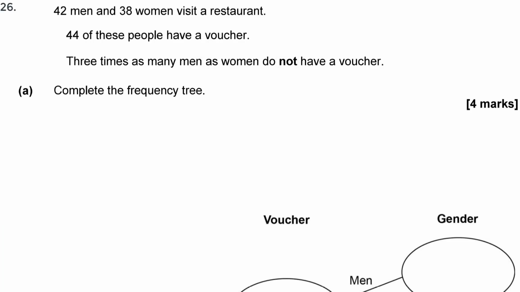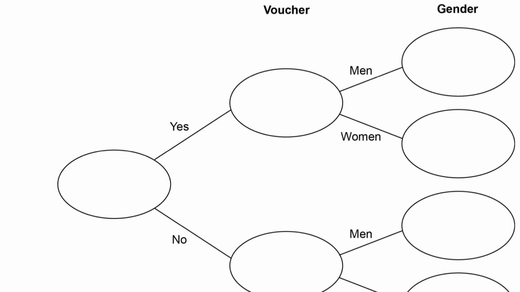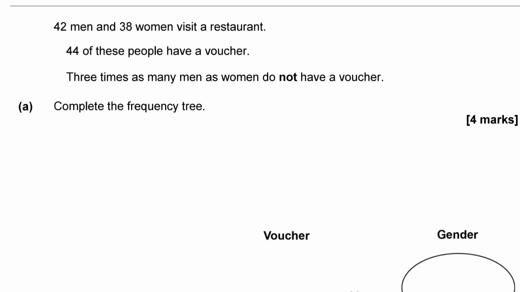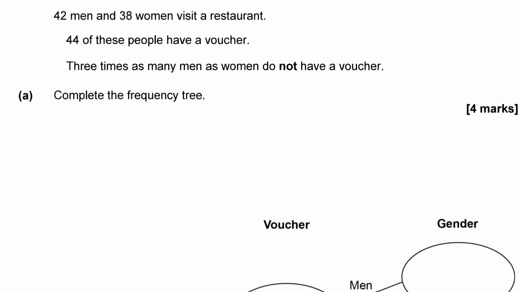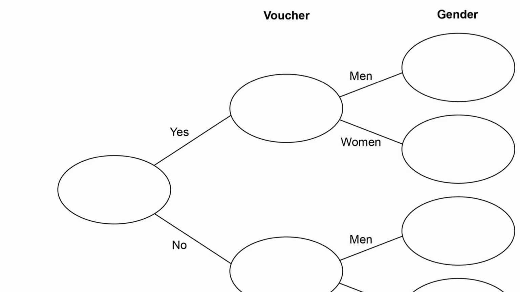42 men and 38 women visit a restaurant. 44 of these people have a voucher. 3 times as many men as women do not have a voucher. Complete the frequency table. Okay, so we're starting with this first circle, which I assume means everybody. How many people are there altogether? We've got 42 men and 38 women, giving us a total of 80 people. So we can have 80 people to start off with in this circle here. Okay, so how many are yes and how many are no then?